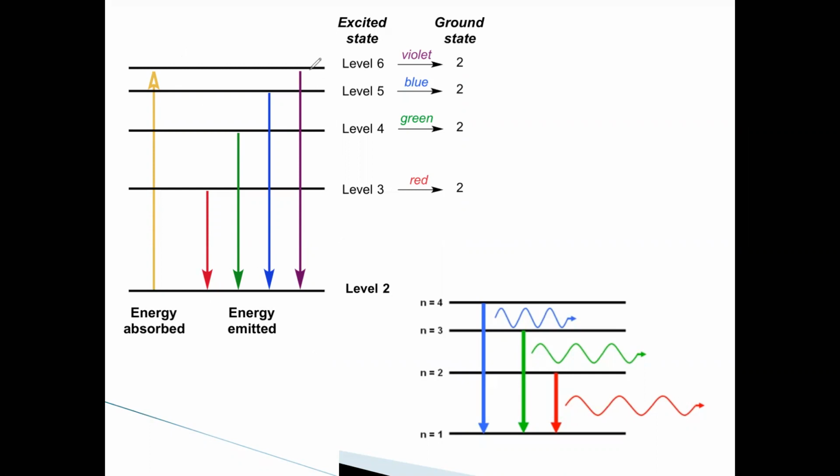An electron that's falling all the way from level 6 to level 2 is going to emit violet light. If it's falling from level 5 to level 2, you're going to get blue. From level 4 to level 2, you're going to get green. And from level 3 to level 2, you're going to get red, which should make sense because, as you probably learned in middle school, red light is the lowest energy level light. Violet light is higher frequency, higher energy light, and so on and so forth. So that's where that's coming from.